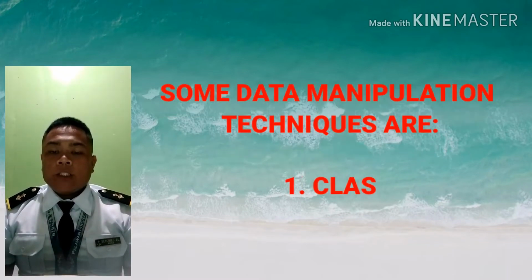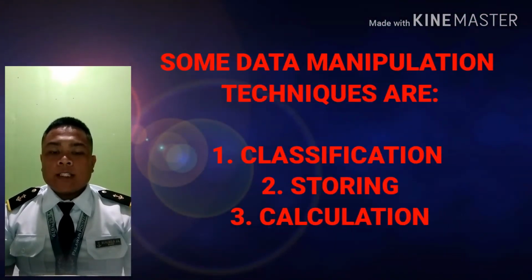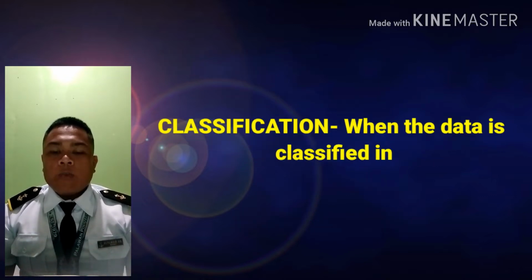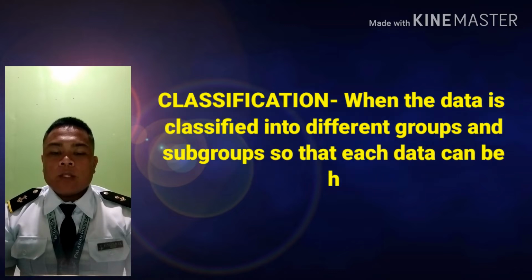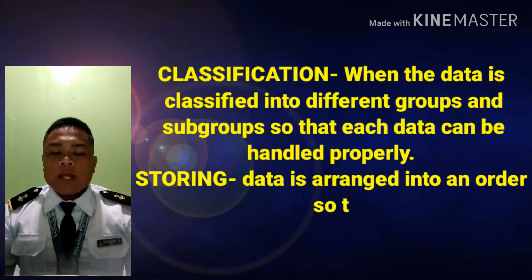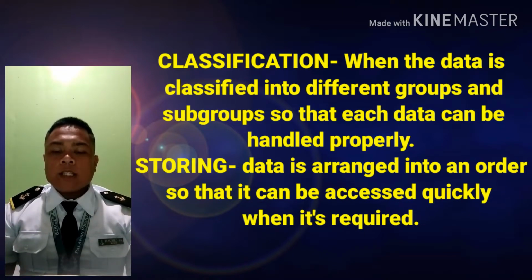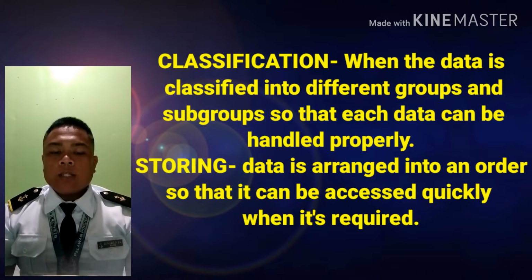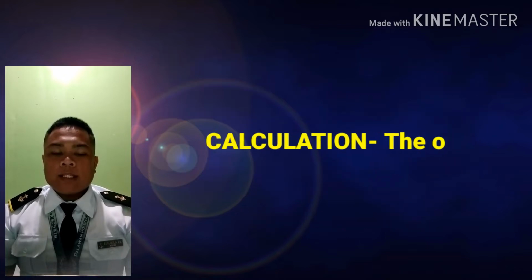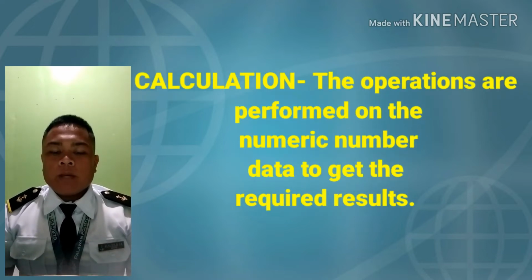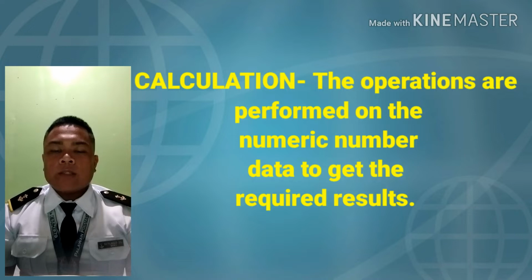Some data manipulation techniques are: the first is classification, second is sorting, third is calculation. Let's talk about classification. Data is classified into different groups and subgroups so that each data can be handled properly. Sorting: data is arranged into an order so that it can be accessed quickly when it's required. And the last but not the least is calculation. Operations are performed on the numeric data to get the required results.